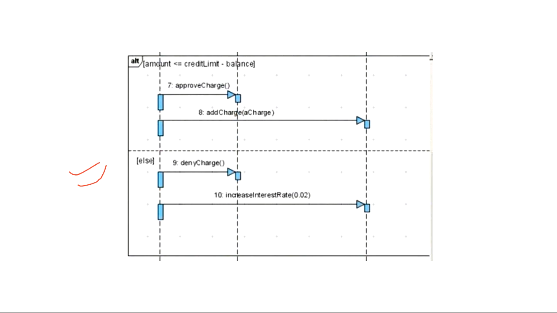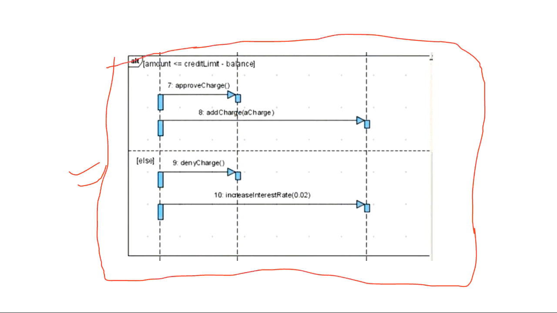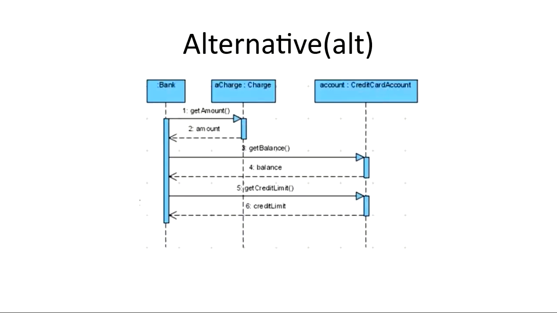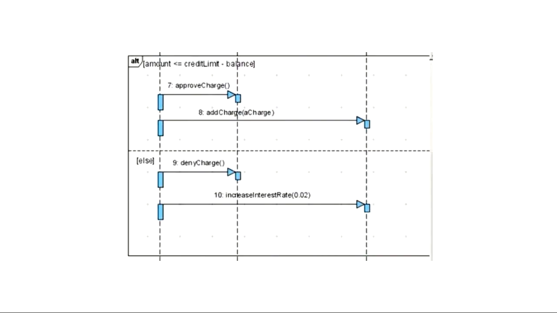I have told you there will be a distinction. यहाँ पे एक line होगी. The condition that it is saying is if amount is less than equal to credit limit minus balance. अगर ये condition true है तो ये जो आपके तीन participants हैं, बैंक, चार्ज एंड क्रेडिट अकाउंट, इनके बीच में ऐसा इंटरेक्शन होगा. If this condition is true, you will perform these interactions. ये लोग ऐसे interact करेंगे आपस में. Else, if this condition is not true, then you will perform this interaction.